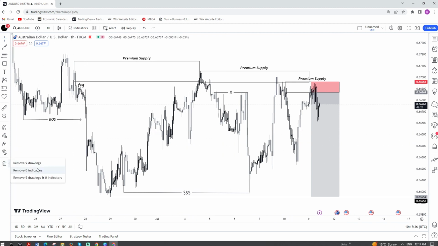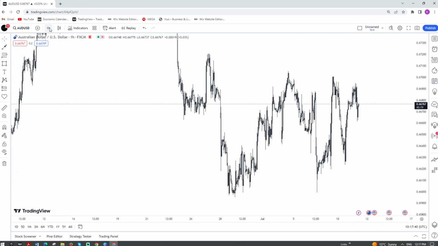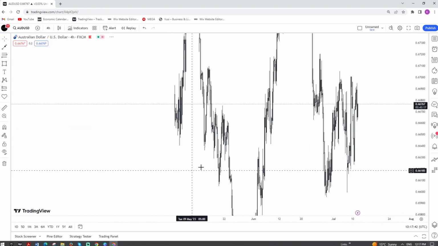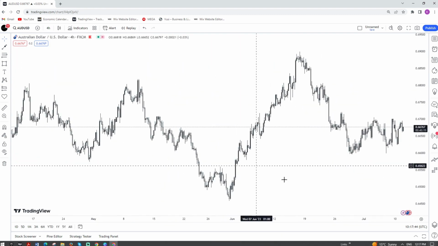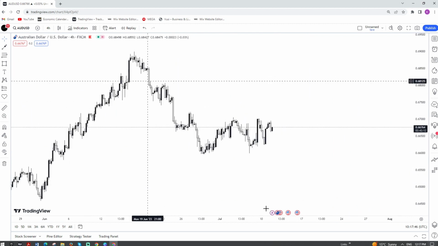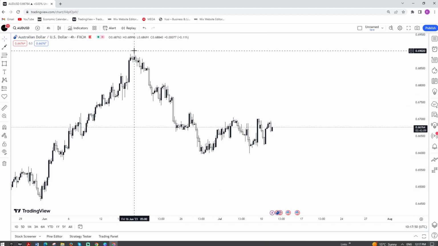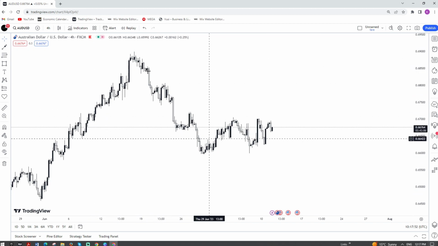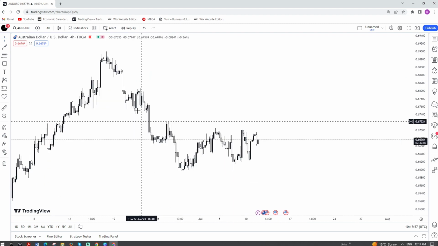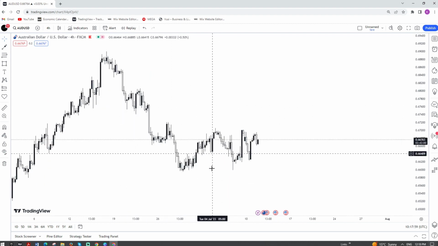Okay, let me just go to a clean chart. Let me just clear this out for you. Let me go to the 4-hour chart so we can see everything clearly. Now, as you can see, we are in a downtrend. From the 16th of June, we've been going downtrend, so we have a bearish market structure, right? So we're going to be looking for the sells.